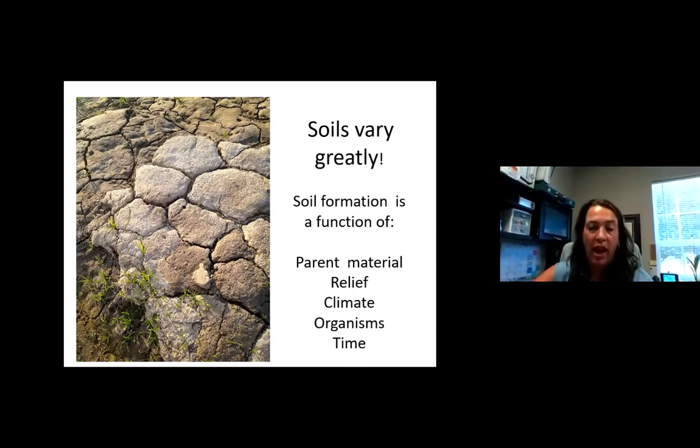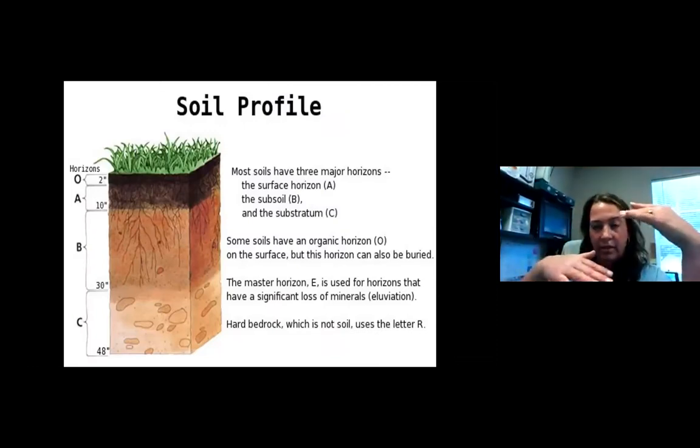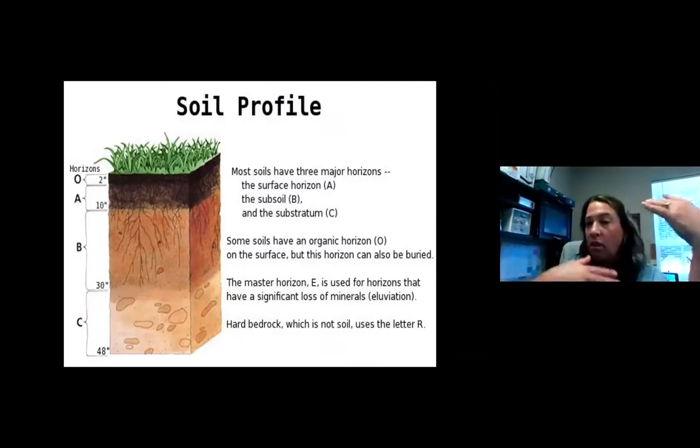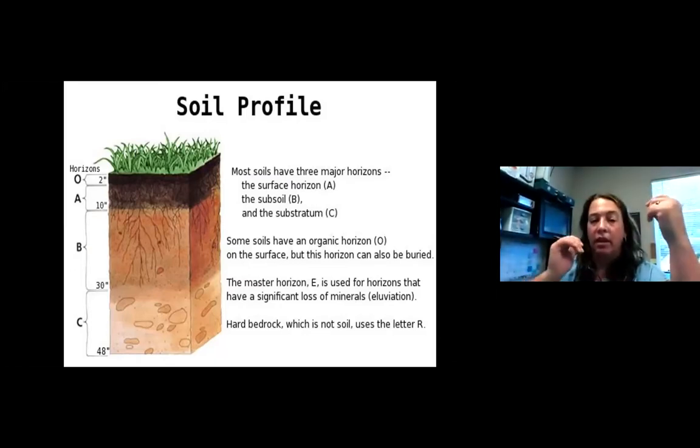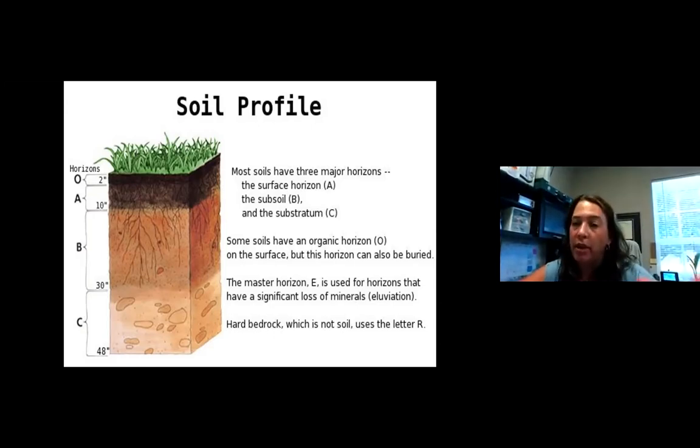All soils have these horizons. They vary based on topography, parent material, whatever organisms are present, but they're based in these layers. Now, the first layer, the top layer, is the O.